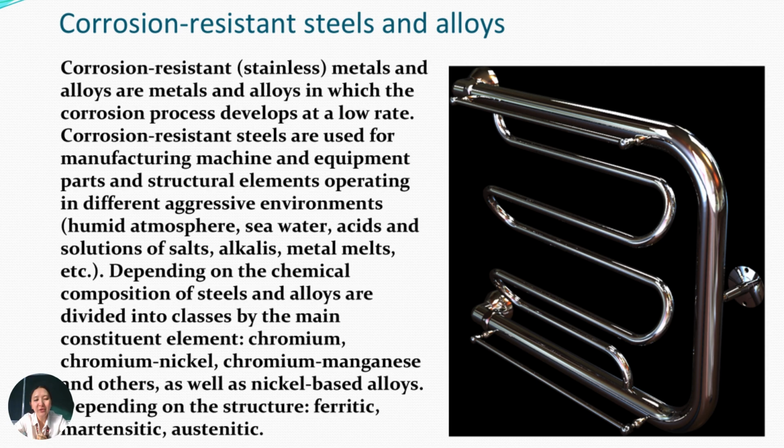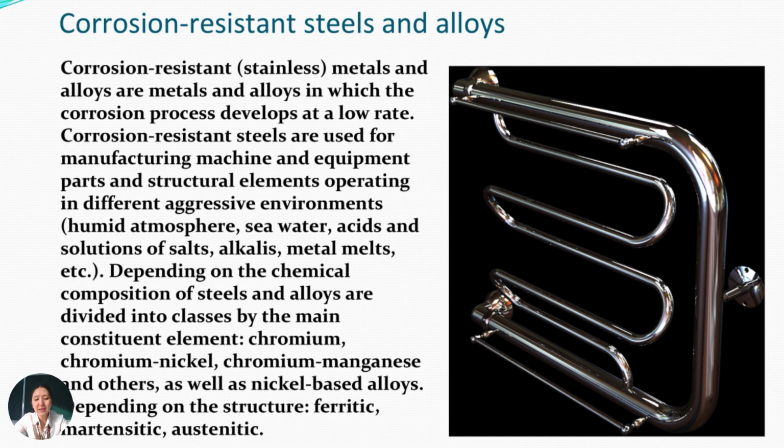Actually, we have a lot of examples of these metals. Depending on the chemical composition, steels and alloys are divided into classes by the main constituent element. The first is chromium, chromium-nickel, and chromium with others, as well as nickel-based alloys. Depending on the structure, we have three parts: first the ferritic, second the martensitic, and third the austenitic, right? And we have the figure here.